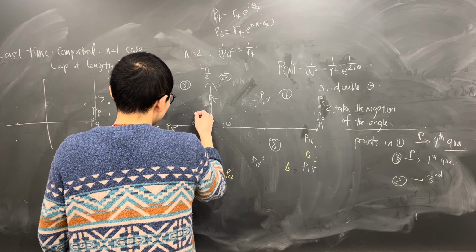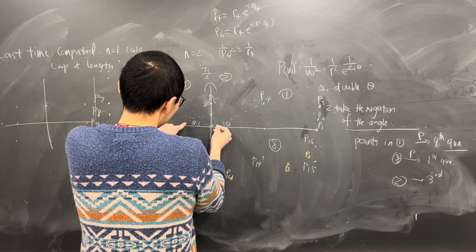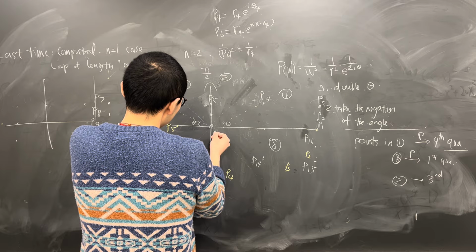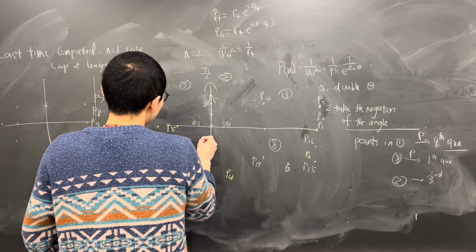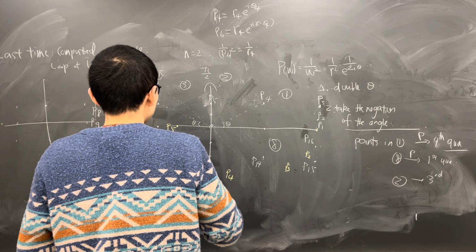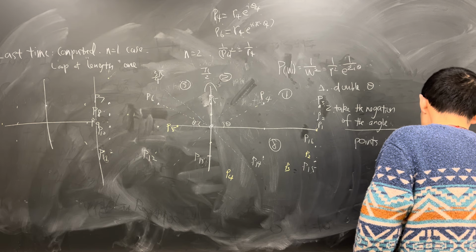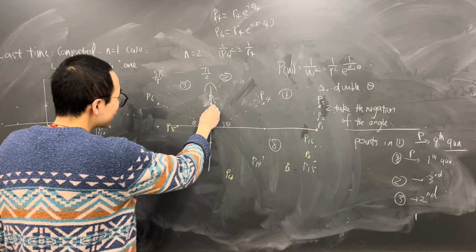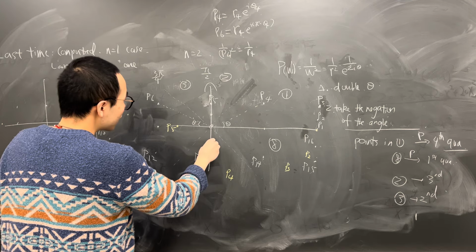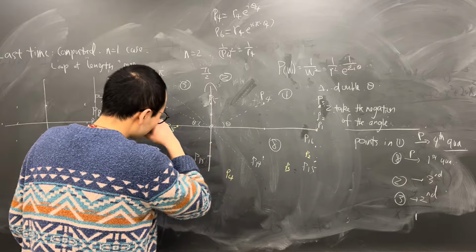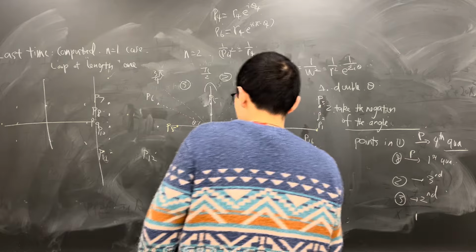If you double this angle, you may get a region here, which I think lies in the second quadrant, because this one gets mapped to here, and this one gets mapped to here, right? Therefore, you then take the inverse, and it lies in the second quadrant.